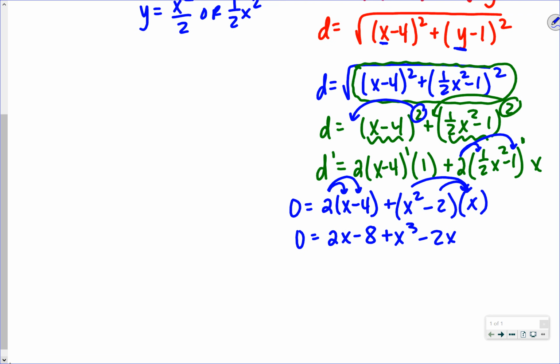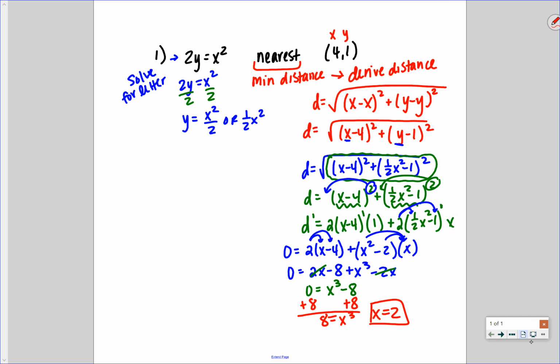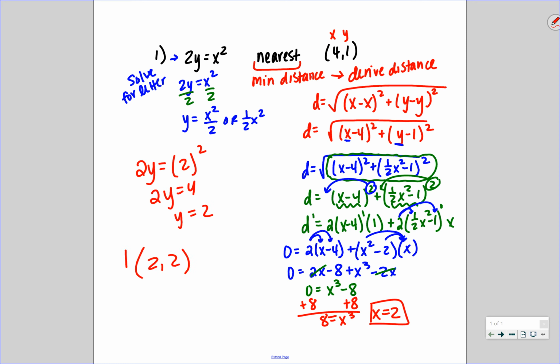Just combine my like terms now and solve. So I have 2x minus 2x, that goes away, and I have x cubed minus 8. Add 8 to both sides: 8 equals x cubed, so then x is 2. Now the question specifically asks for the point on the curve, so I need to plug in and find out what the y value is. 2y equals x squared, which is 2 squared, so 2y equals 4, so y is 2. My coordinate is (2, 2). This is letter option B.